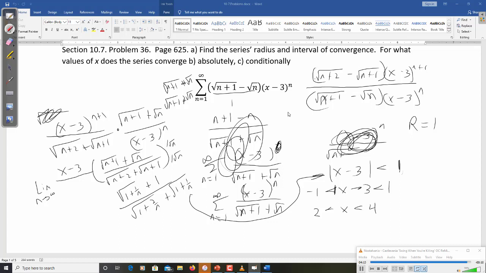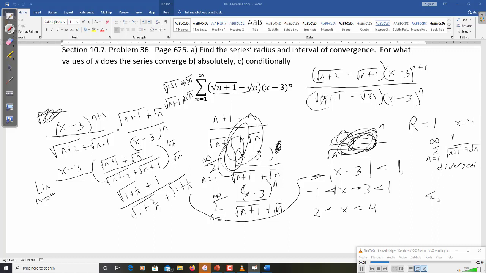And if we check the endpoints, let's see, down here we got it. If I plug in 4, that would be the sum n equal 1 to infinity of 1 over square root n plus 1 plus square root n. That'll be equivalent to, I could do a limit comparison with 1 over square root n. And if I did that, yeah, they would have the same convergence or divergence. And 1 over square root n is a divergent p-series, so divergent.